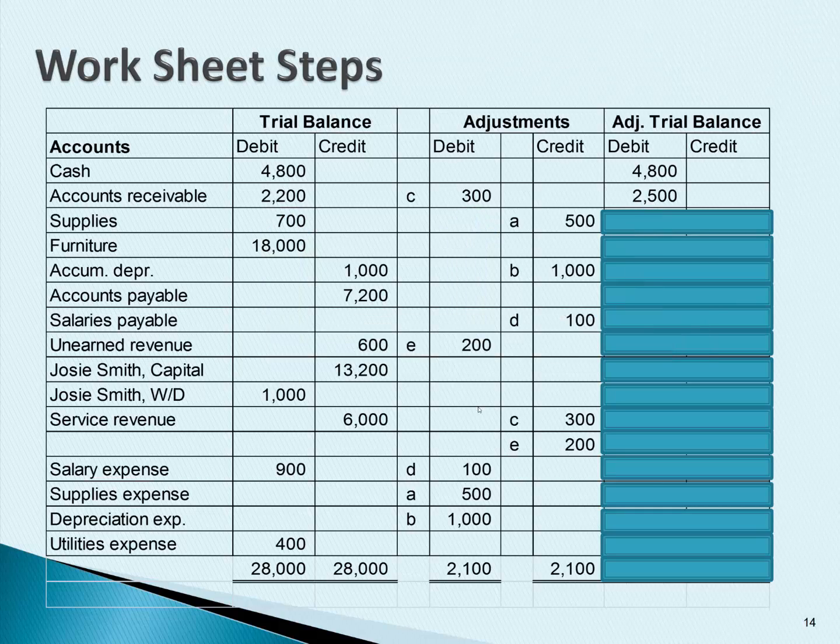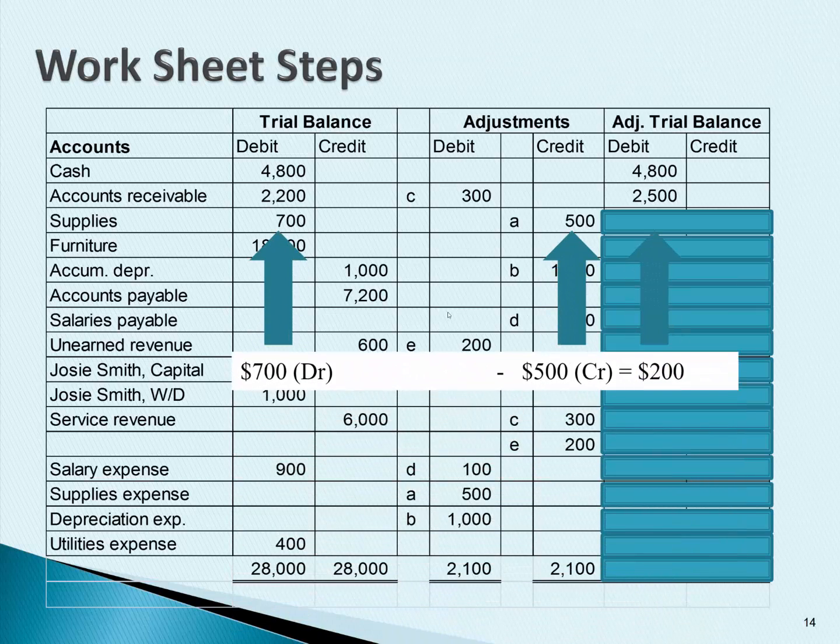Then we're going to work our way down to supplies. We had 700, and then notice we are lowering it. So because supplies is an asset, if we're crediting it over here with a 500, that means we're lowering it. So that means we're going to take the 700, subtract the 500, and that gives us our $200 balance that the adjustment information told us. Remember, the adjustment information said we went to the supply closet and we found that we have $200 of unused office supplies. So this is the adjustment, the $500, and the $200 is the ending balance.